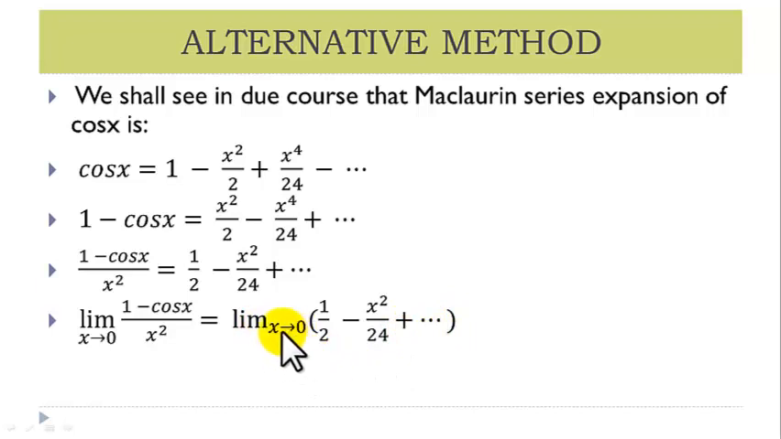As x tends to 0, terms containing x starting from this point to the right will vanish, leaving us with only half. So therefore, the limit of (1 minus cos x) over x squared as x tends to 0 is equal to half, which is the same as the result obtained by the first method.